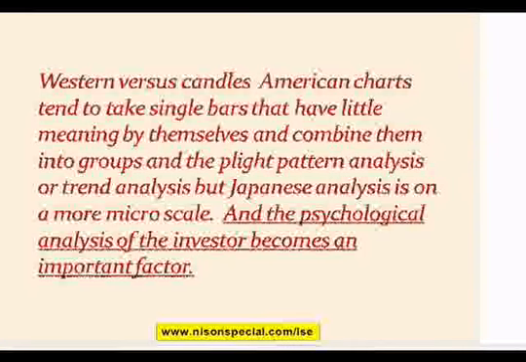So, the last part of this paragraph is interesting, and this is why the candles are so effective, because it gauges the psychological analysis of the investor, and I would add the term trader, becomes an important factor. And this is what the candles do. They help us gauge the psychological shifting between the bulls and the bears. Case in point, and it's great if you remember the names of the candlestick signals. You don't have to.